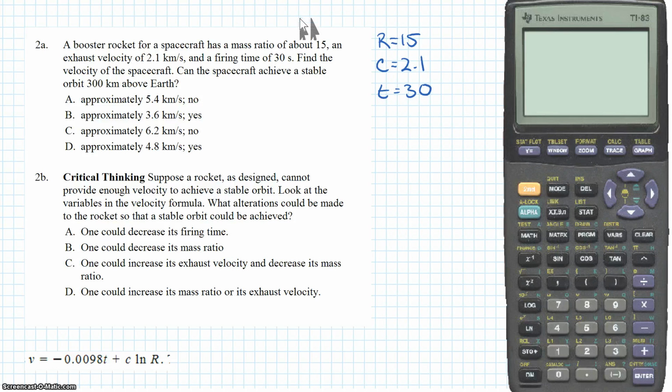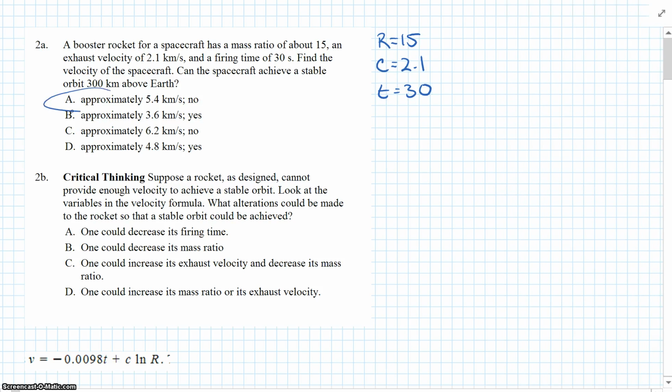Okay, so my calculator's up. So now we're just going to plug in our values. So negative 0.0098 times, what's our T? 30. Plus, what's our C value? 2.1 natural log. Our R value is 15. So I got 5.39, so approximately 5.4. Well, it needed to be above 7.7, so right now the answer is no, it cannot.